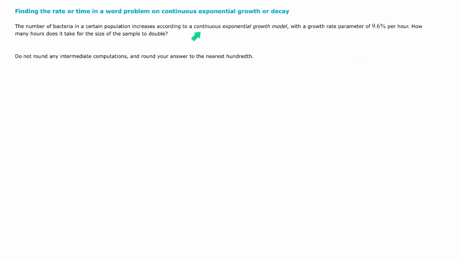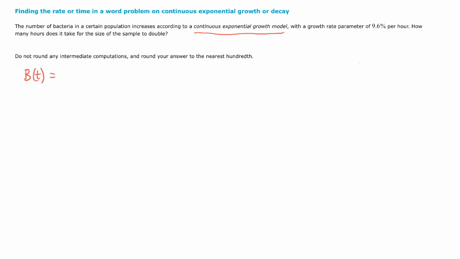First of all, we need to make sense of what it is to be a continuous exponential growth model. Let's take those vocabulary words and translate it into mathematical symbols. This is the number of bacteria, so why don't we use capital B of T? B is the number of bacteria, and T is your independent variable, which is time.